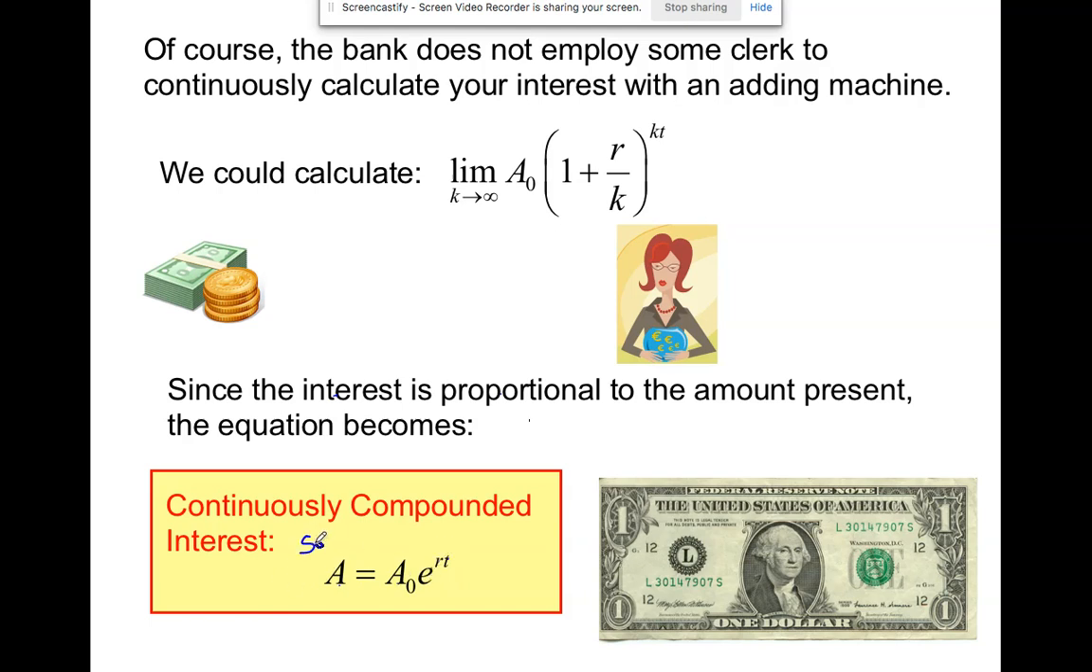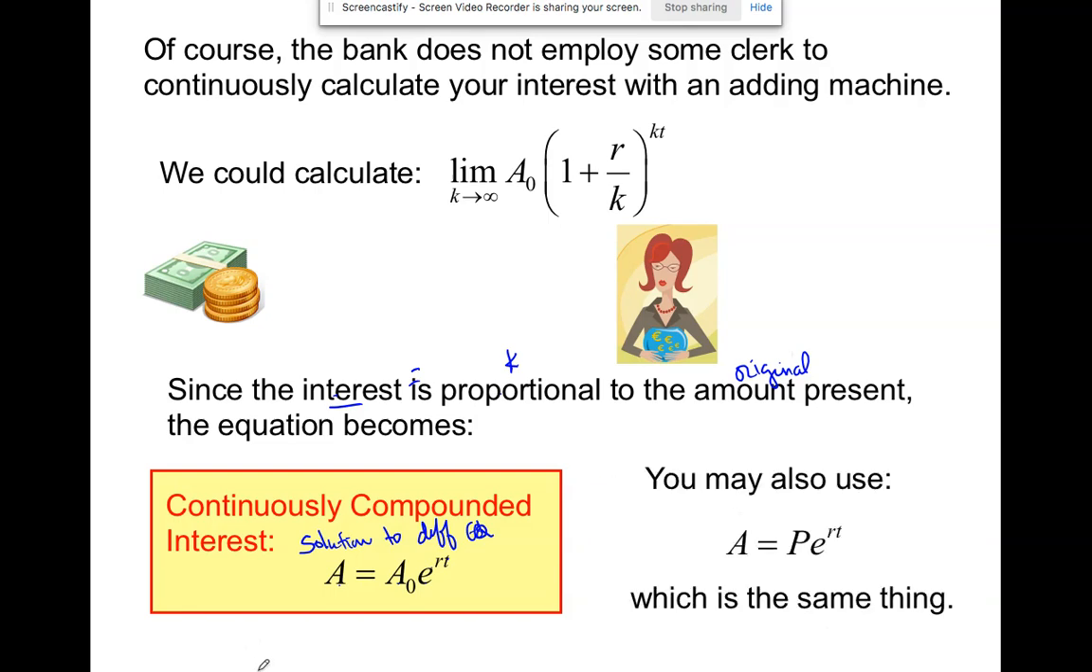This is a solution to the differential equation where the rate of change, which is your interest, is proportional to the amount present. Of course, I call that Pert.